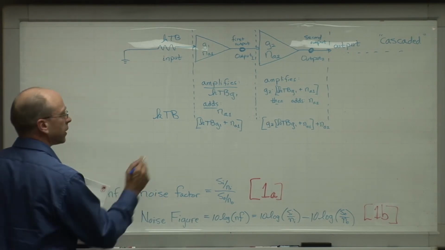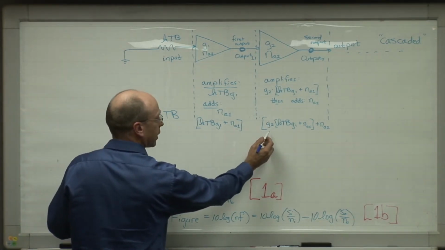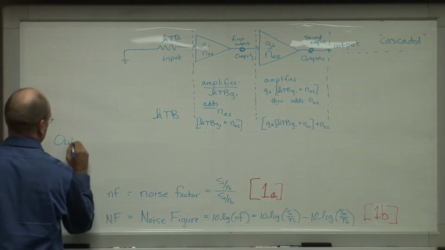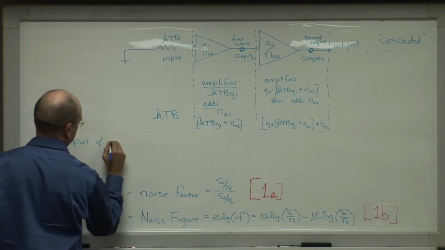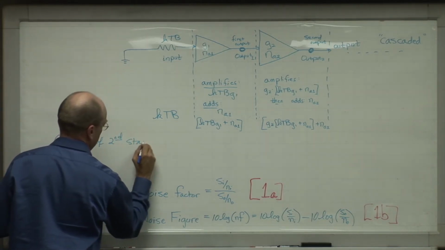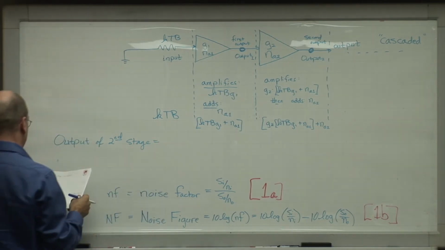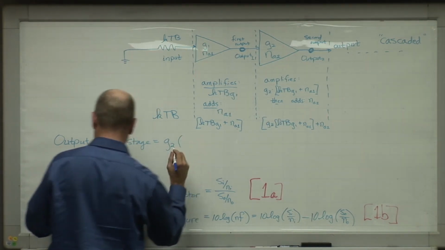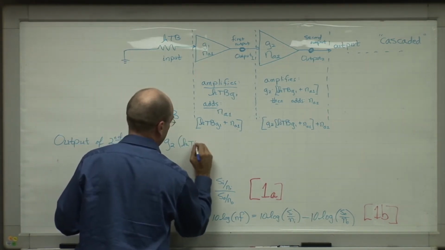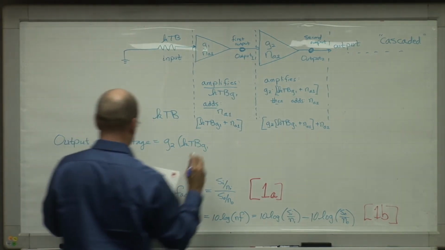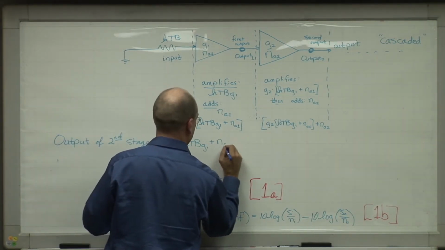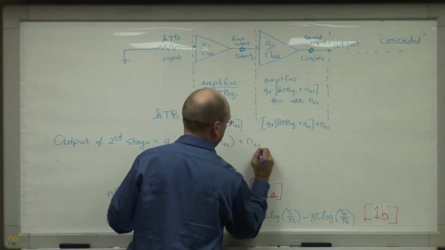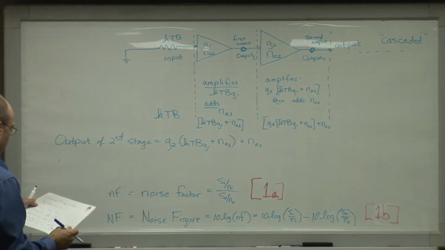So we can go ahead and simplify this. Output of the second stage is going to be equal to G2 times KTB G1 plus NA1. I'm just rewriting this, plus, and now outside the brackets, NA2. All I did was rewrite that just now.